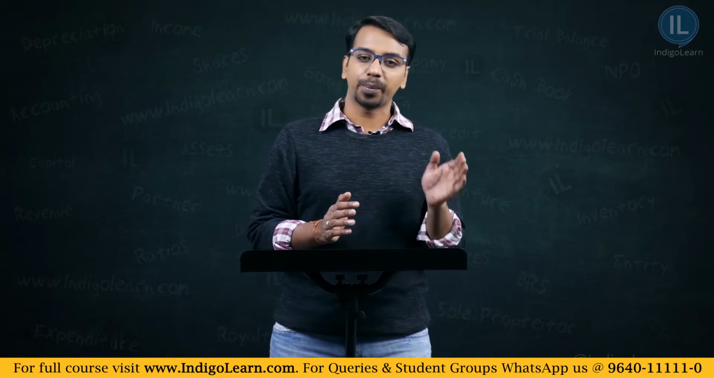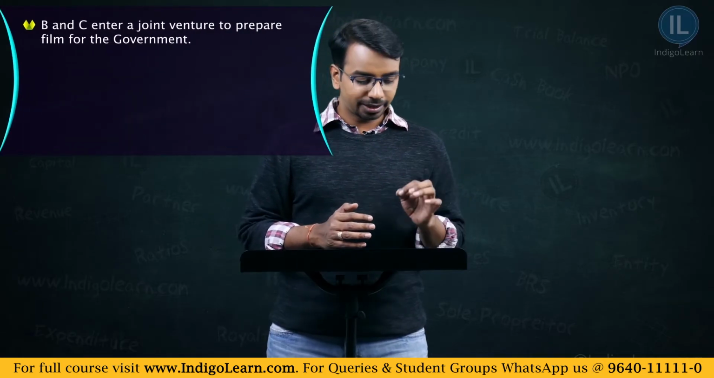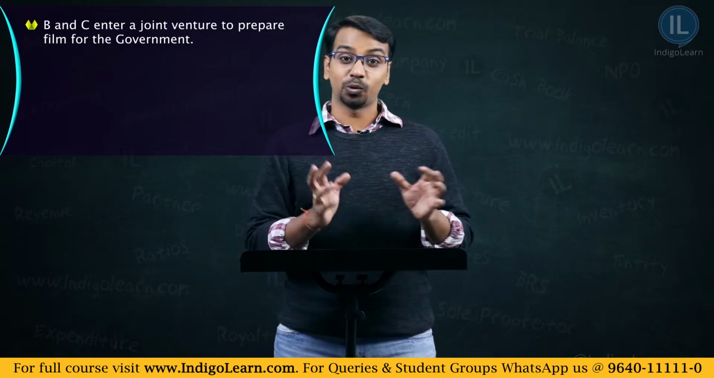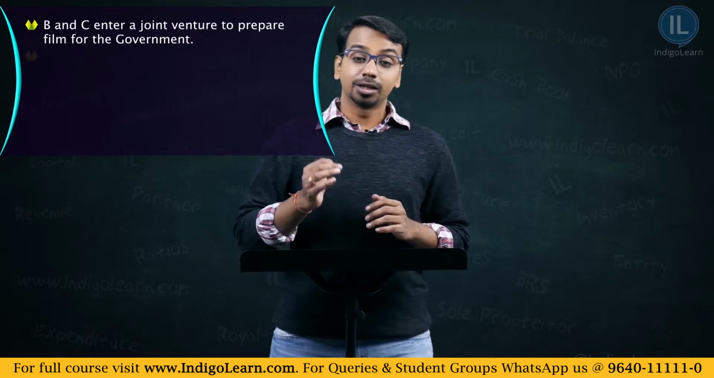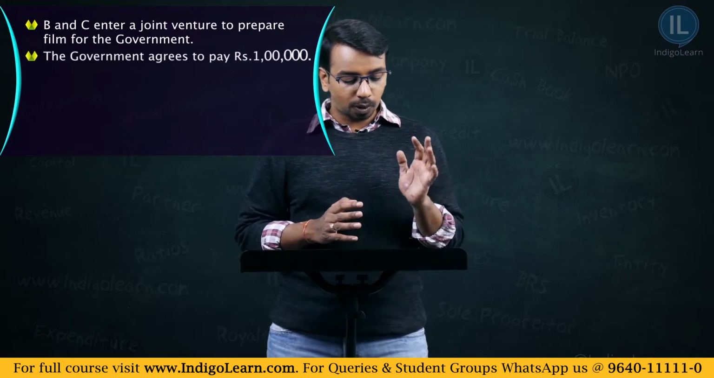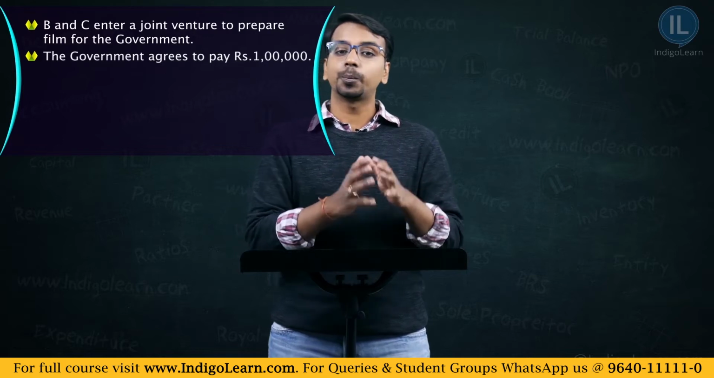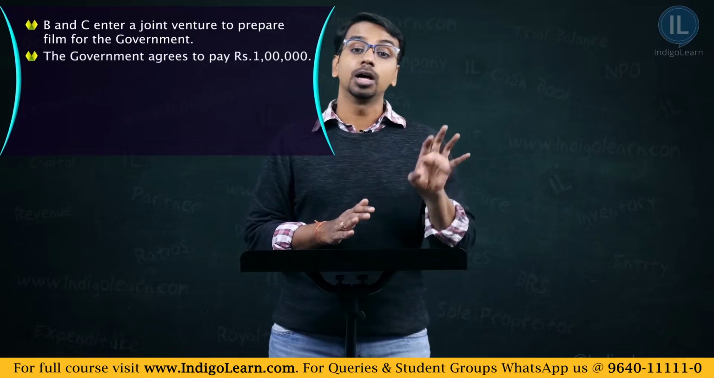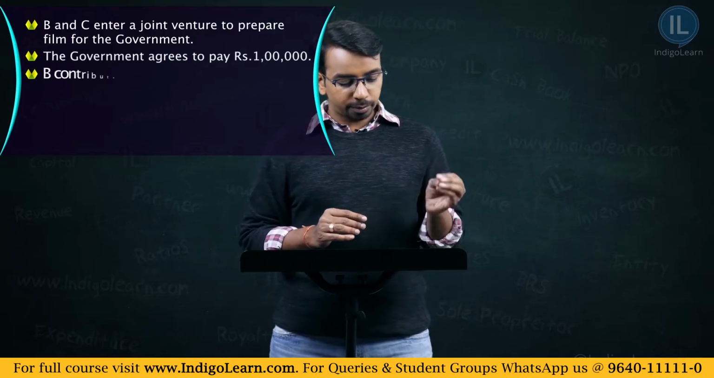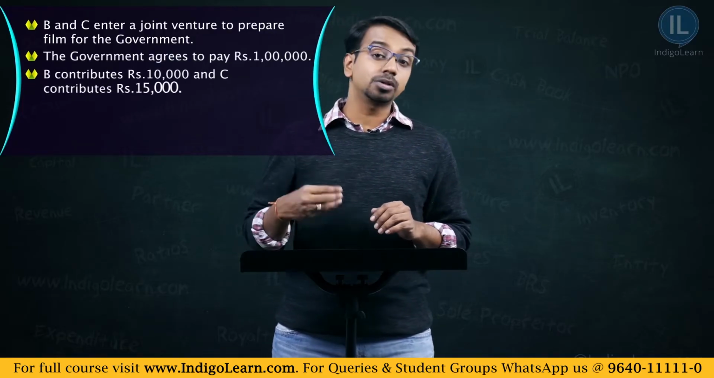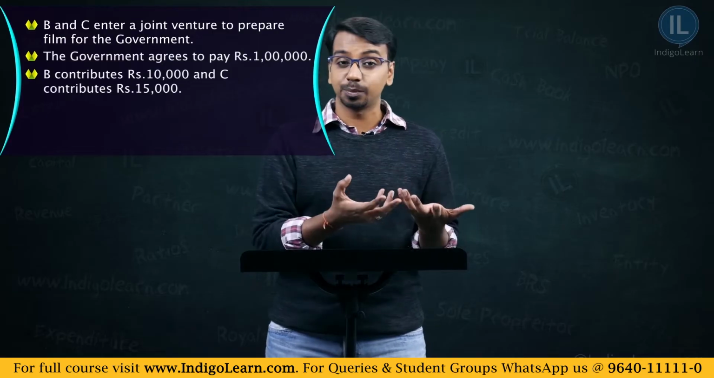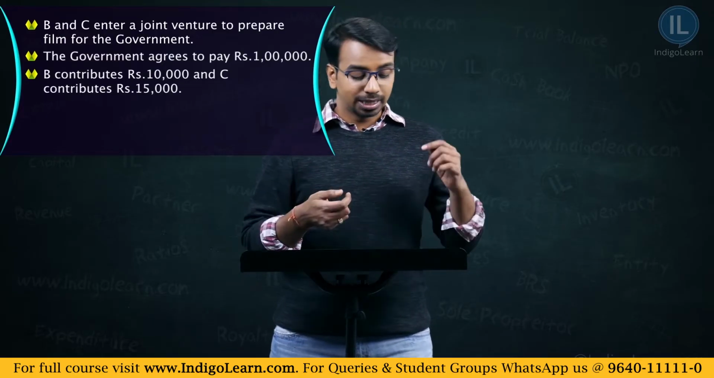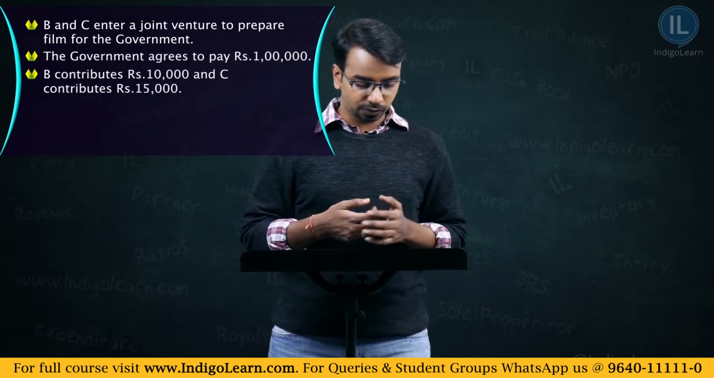of books are maintained. B and C enter a joint venture to prepare a film for the government. Oh, now they are in the business of filmmaking. The government agrees to pay rupees 1 lakh. So government agrees to pay how much? Rupees 1 lakh. That will be the net sale consideration, or that will be the sale proceeds. B contributes 10,000 and C contributes 15,000. So to start the joint venture, B has contributed 10,000, C has contributed 15,000.